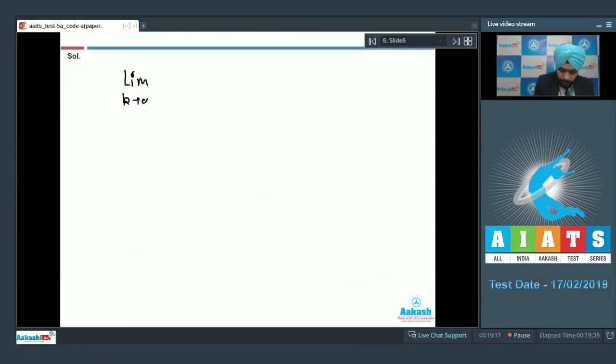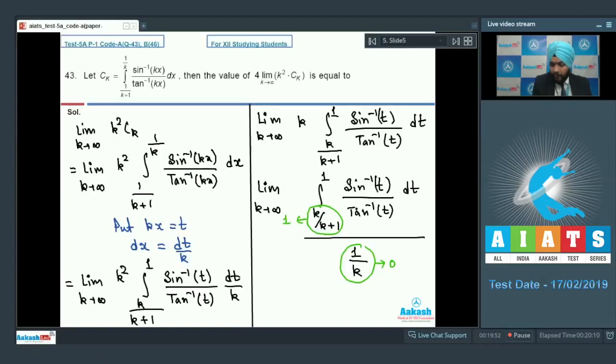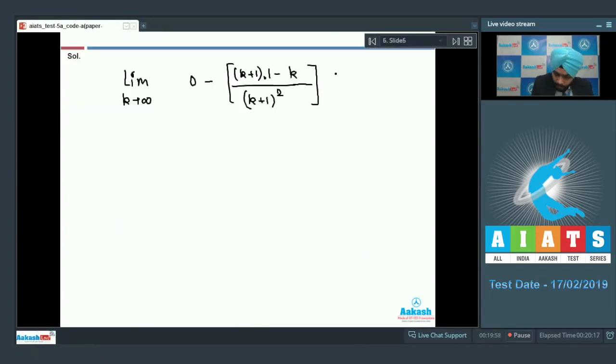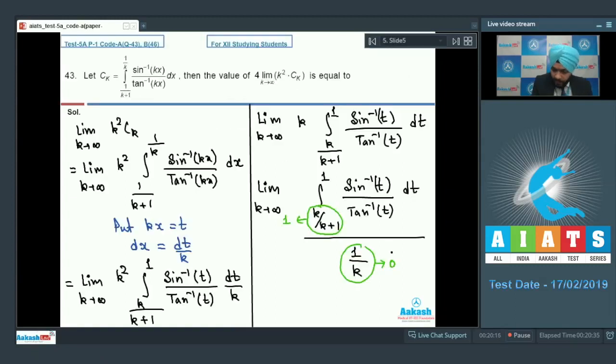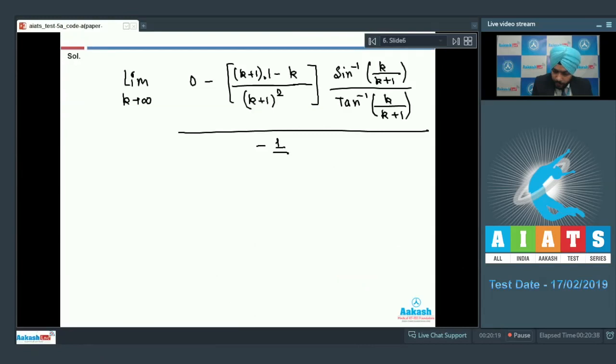So let us apply L'Hospital rule over here. Limit k tends to infinity. The differentiation of 1 is 0. So 0 minus the differentiation of k upon k plus 1. So over here I will have (k plus 1) into the differentiation of k, that is 1, minus k, over (k plus 1) whole square, multiplied by the functional value of this limit. So sin inverse of k upon k plus 1, whole divided by tan inverse of k upon k plus 1. And both of the limits are finite, because it is sin inverse 1 upon tan inverse 1, whole divided by the differentiation of the denominator, minus 1 upon k square.